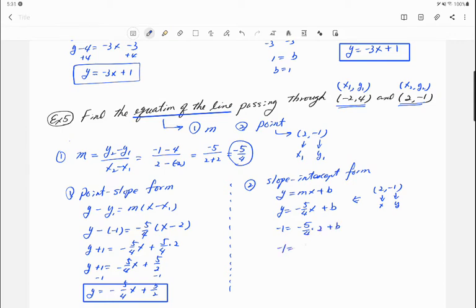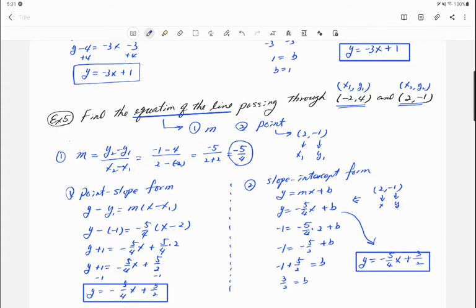Then negative 1 equals negative, reduce it, 5 over 2 plus b, right? So negative 1 plus 5 over 2 equals b. Then 2 over 2, so we got 3 over 2. So the b value is 3 over 2, so if you rewrite the equation, then y equals negative 5 over 4 x, and then b is 3 over 2. So plus 3 over 2.